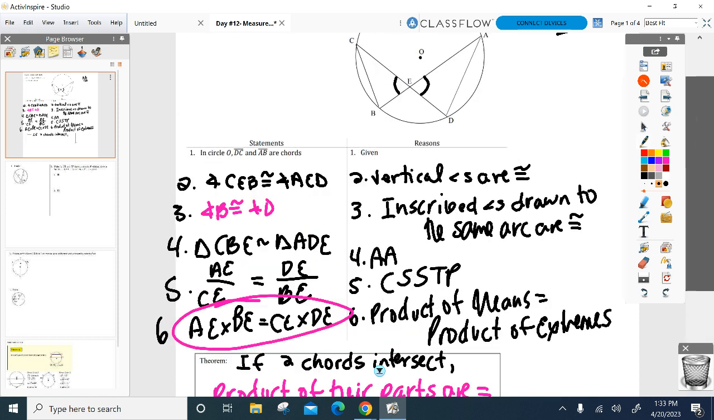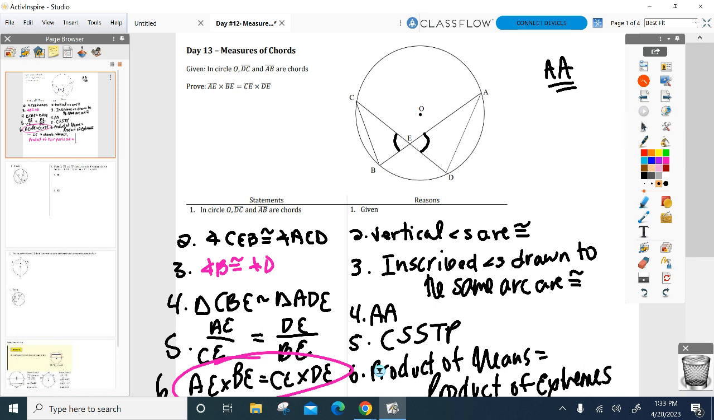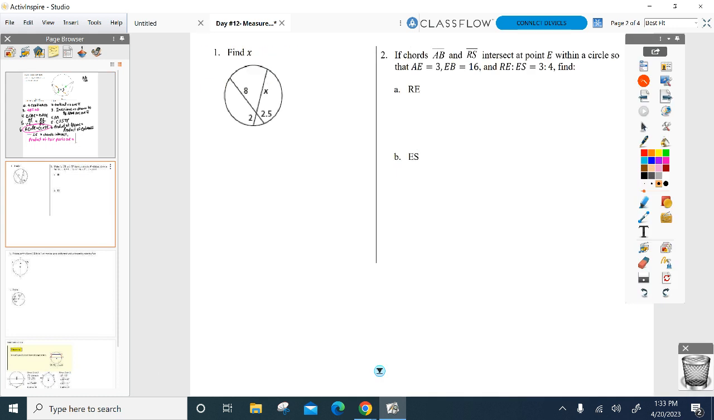So going back up to my diagram before we put numbers with these, ready? If two chords intersect, ready? Part times part equals part times part. Good? All right? Everyone good there before we put numbers to it now? So we're not talking about angles anymore. We're now talking about lengths. All right, let's put that theorem to use.